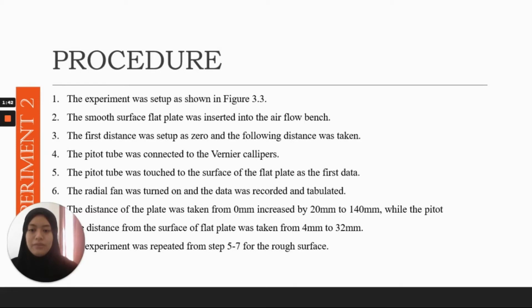Then the distance along the plate was taken from 0 mm, increased by 20 mm to 140 mm, while the pitot distance from the surface of the flat plate was taken from 4 mm to 32 mm. This experiment was repeated from step 5 to 7 for the rough surface as shown in figure 3.4.